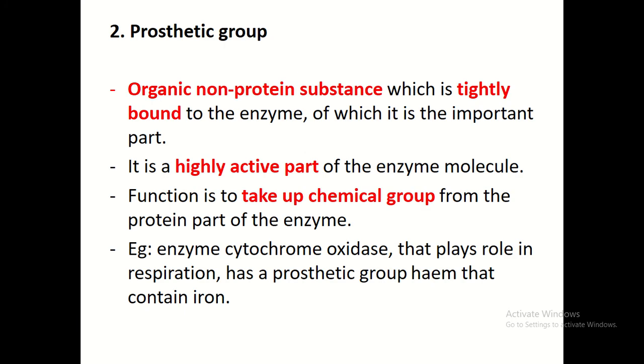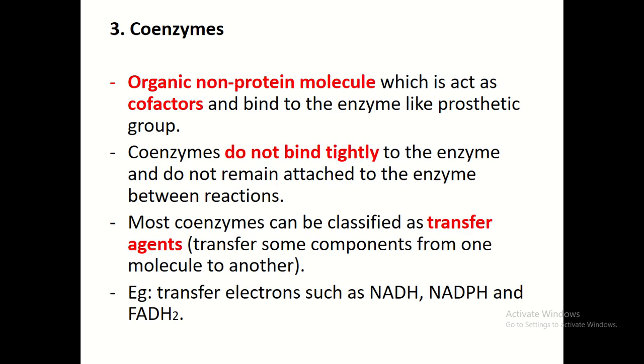Next is prosthetic group. Prosthetic group refers to an organic non-protein substance that is tightly bound to the enzyme, and it is the active part of the enzyme molecule, whose function is to take up chemical groups from the protein part of the enzyme. An example is the enzyme cytochrome oxidase that plays roles in respiration, and it has a prosthetic group heme that contains the iron ion. And last but not least, the last cofactor is coenzyme.